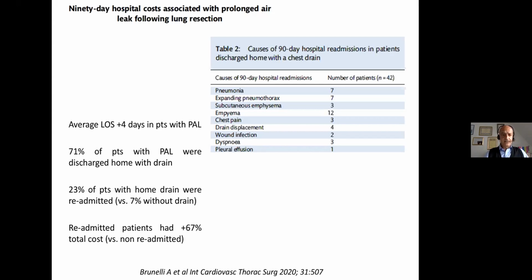And in fact, of those discharged home with the drain, 23% were readmitted, and those readmitted were readmitted for, for instance, pneumonia, expanding pneumothorax, empyema, drain displacement, etc. So all problems linked to a persisting drainage with a prolonged air leak sent into the community.